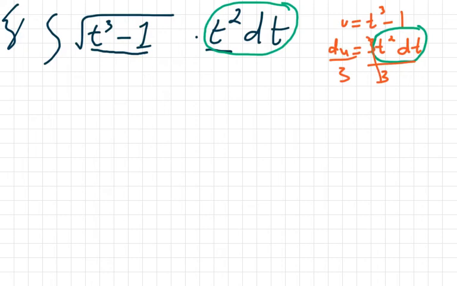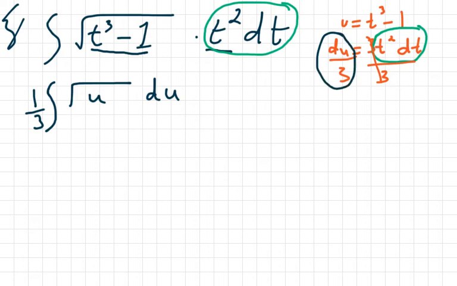So now, when I go back to substitute in, I'm going to have the integral of the square root of u du, and I'm going to take that 1/3 out of there because it's du over 3. You can see that our t squared is there. That's what it's equal to. Du over 3 is equal to t squared dt. Okay? So that's how we end up isolating.